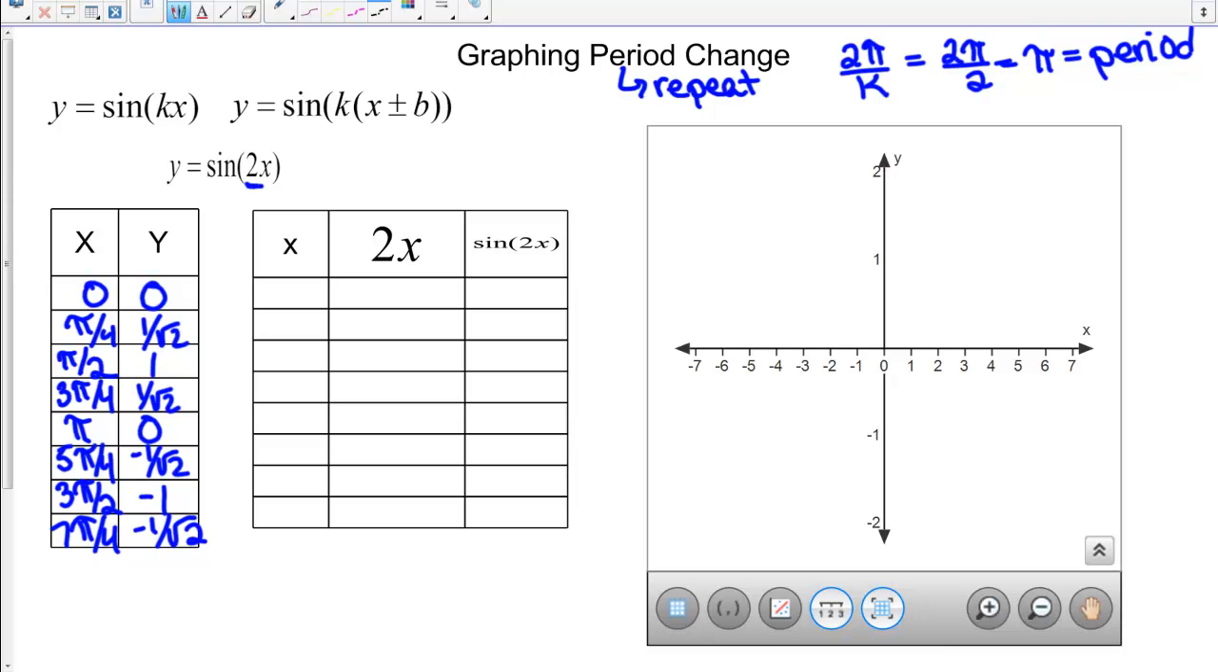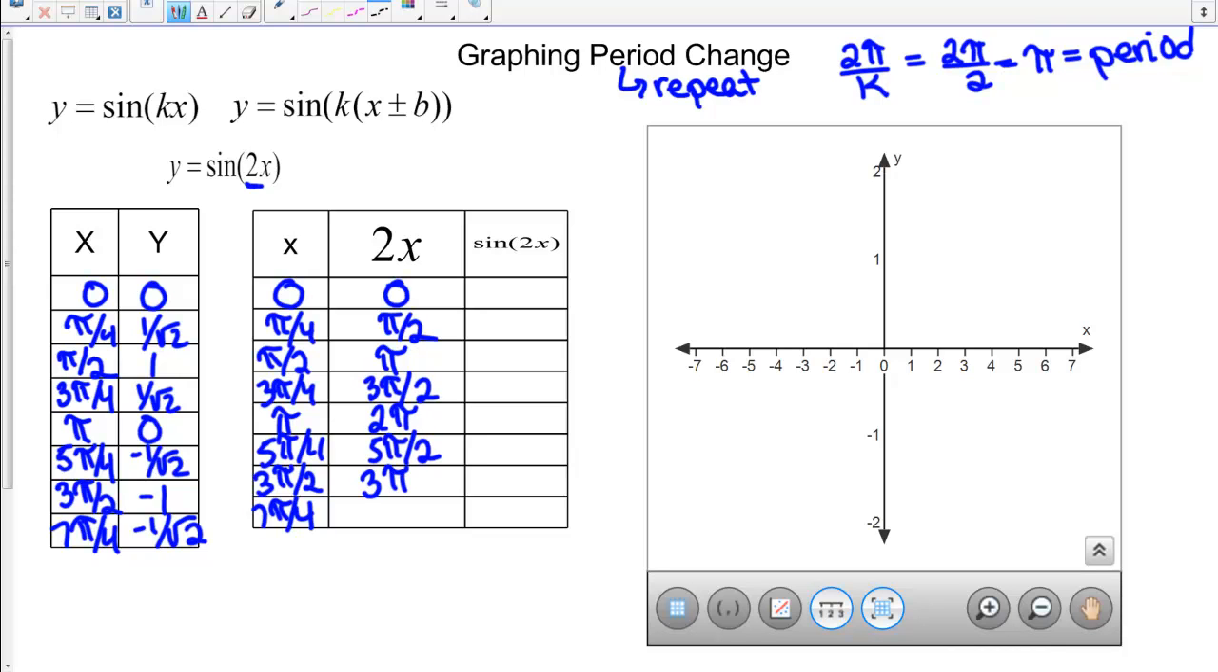So we're going to do the same thing we were doing before with our tables. So our values of x we're going to plug in to our x column, and then in the next column we're going to multiply each of those x values by 2. So we get 0, pi over 2, pi, 3 pi over 2, 2 pi, 5 pi over 2, 3 pi, and 7 pi over 2.